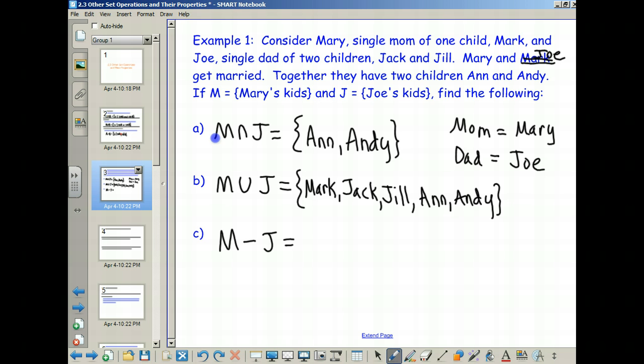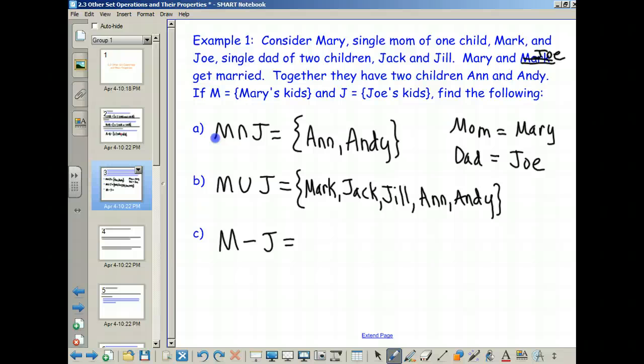And then let's do the difference, or the relative complement. M minus J. Okay, well, we haven't actually written these out, but who is in the set M? Mark, Ann, and Andy, right? Those are my people that are Mary's kids. Okay? Like, with the problem set up.